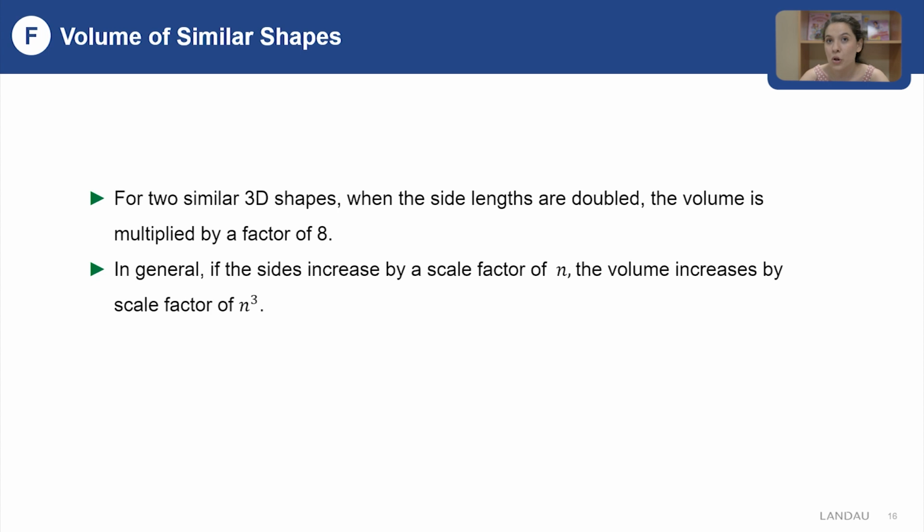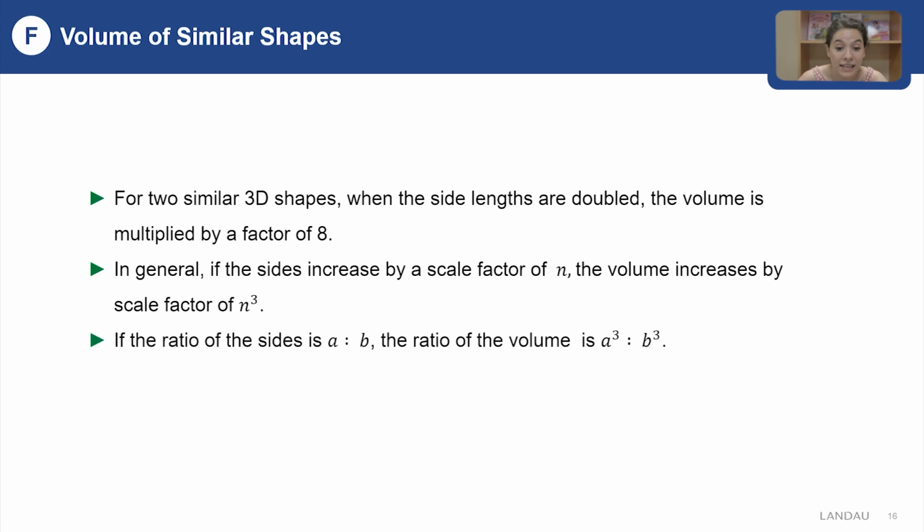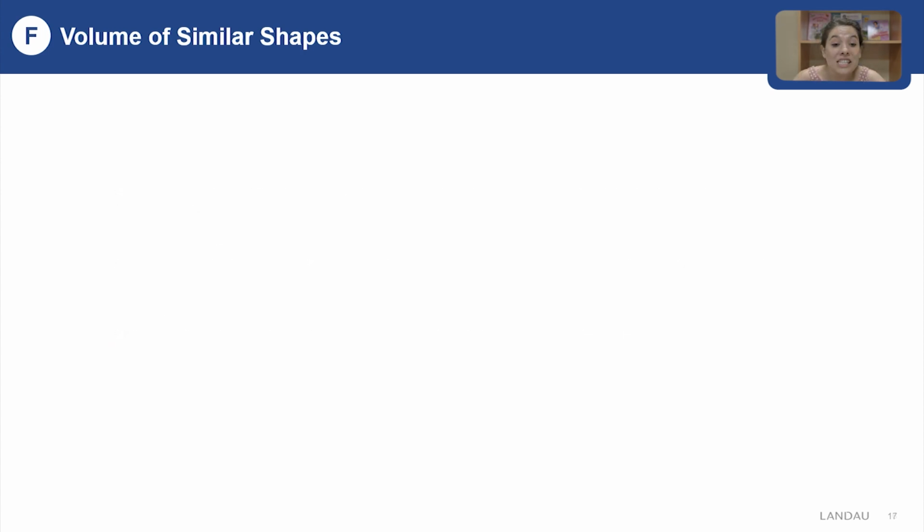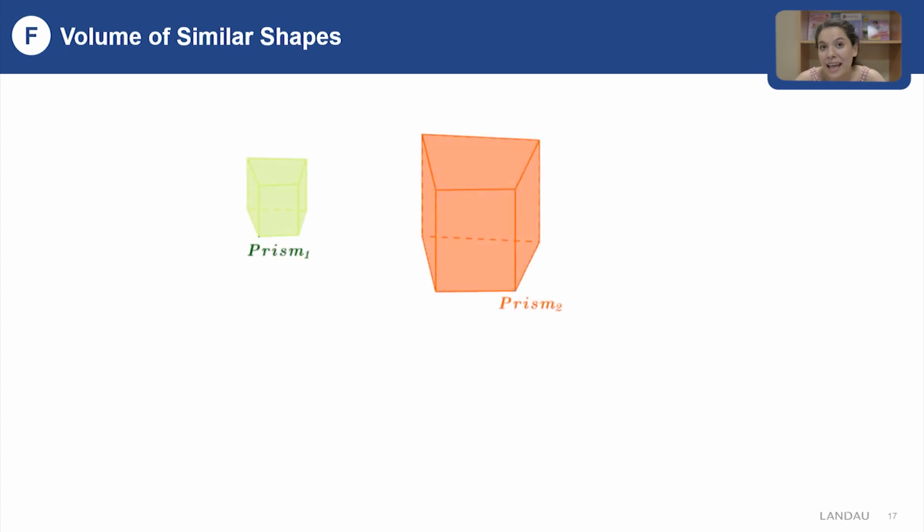So here, if we are talking about the ratio of the sides is a to b, then the ratio of the volumes will be a cube to b cube. Since we have two prisms and the linear scale factor is 2, then the scale factor of height, or let's say the ratio of the height, will be 2.